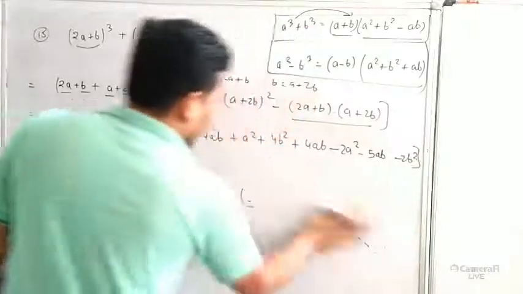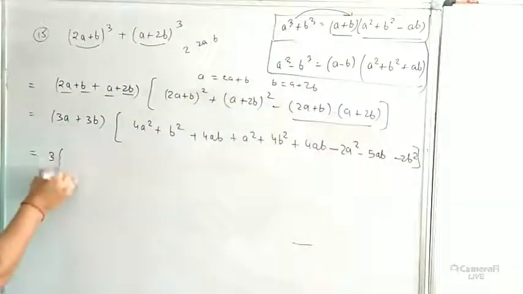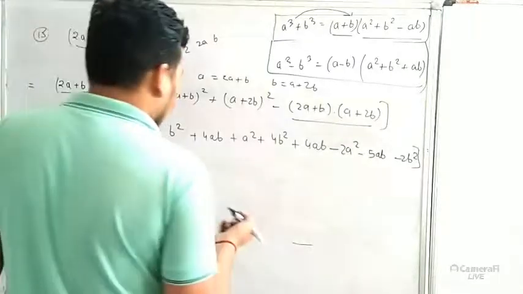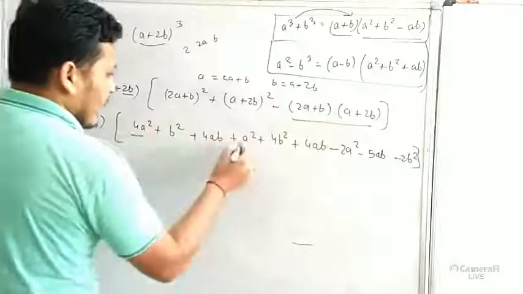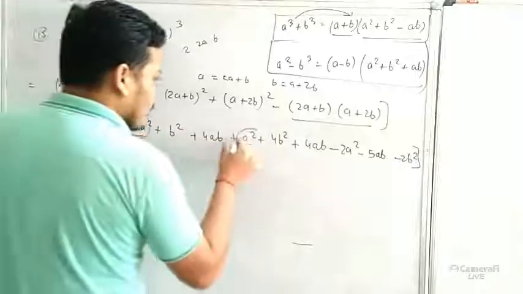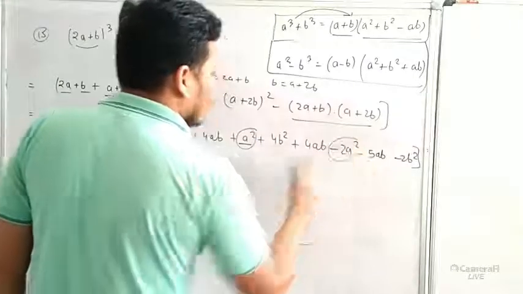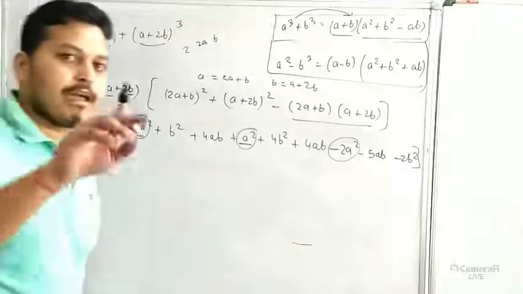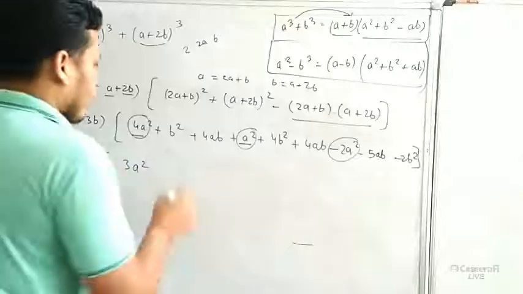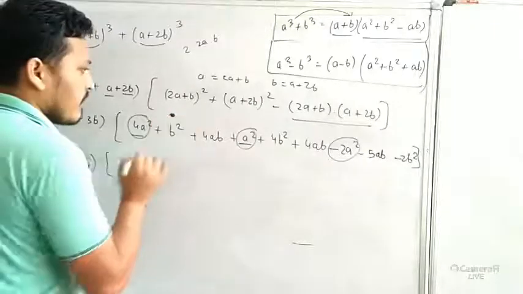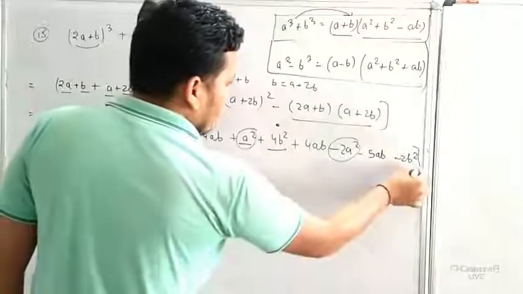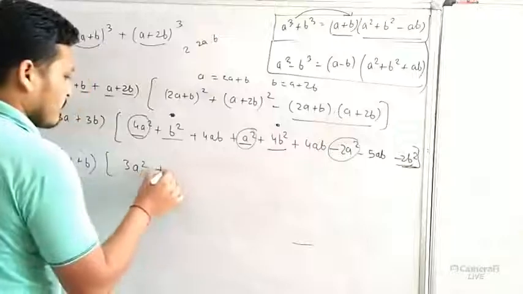So we can solve it and find our answer here. 3 is common, times (a plus b). Next, check whether something more can be solved. This is 4a square plus 5a square and minus 2a square. Four plus 1 is 5a square, subtract 2 from 5, that is 3a square. Next, b square: 4b square plus b square is 5b square, and 5b square minus 2b square is 3b square.